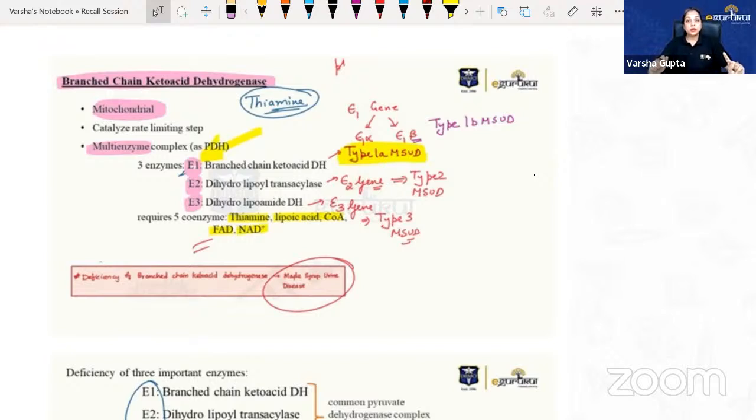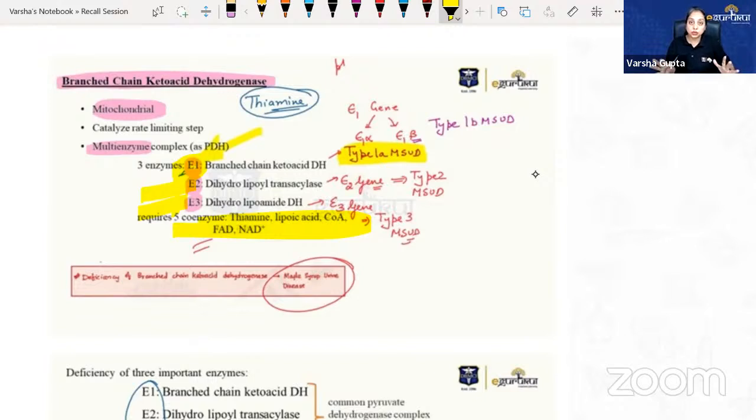Remember, pyruvate dehydrogenase is the one we should know the structure of. Similar is this keto acid dehydrogenase structure we should know, because it is a huge complicated enzyme complex. This contains 3 enzymes, E1, E2, E3, along with what? Along with 5 coenzymes: thiamine, lipoic acid, coenzyme A, FAD, NAD positive, right? Pyruvate dehydrogenase complex is also of a similar nature.